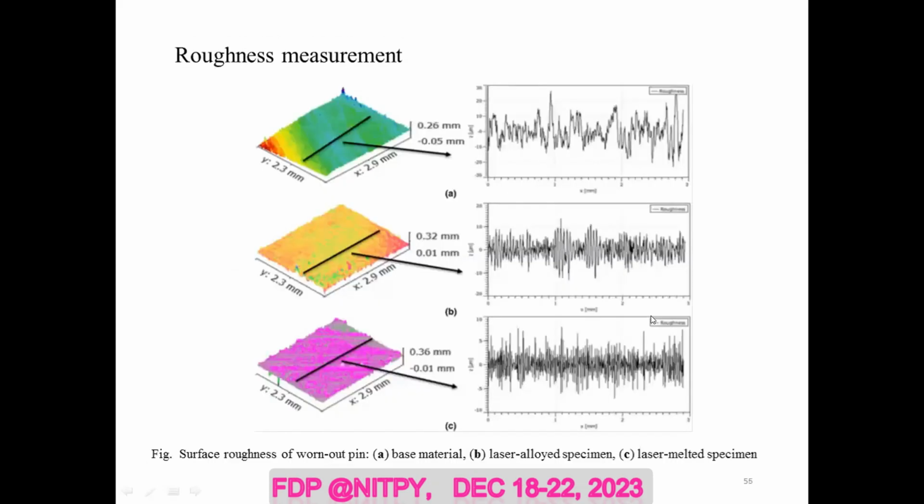You can see the roughness measurement. Image A shows the substrate roughness measurement after the wear test. Figure B shows the laser alloyed specimen surface measurement, and figure C shows the laser melted specimen surface roughness. Figure A shows very high roughness due to higher material loss. Figure C shows less roughness because the material loss is very small when compared with the base material.